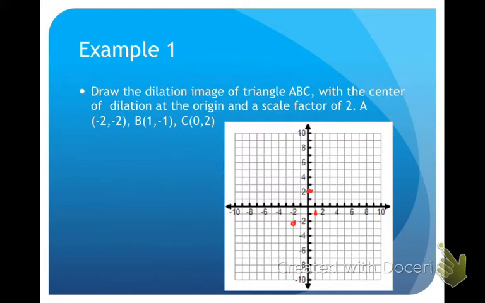-2, -2 becomes -4, -4. Then go to B. 1, -1 becomes 2, -2. So let's go ahead and connect them so I don't forget. And C, 0, 2 becomes 0, 4. 0 times 2 is 0. So, there's my dilation.